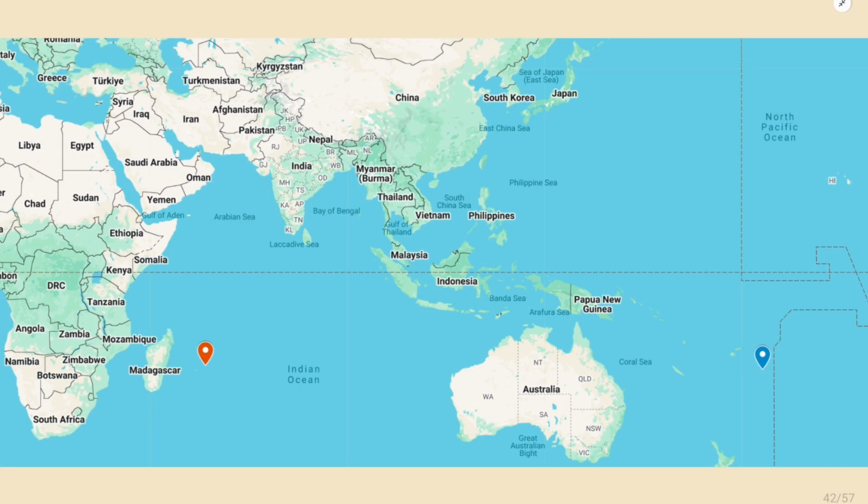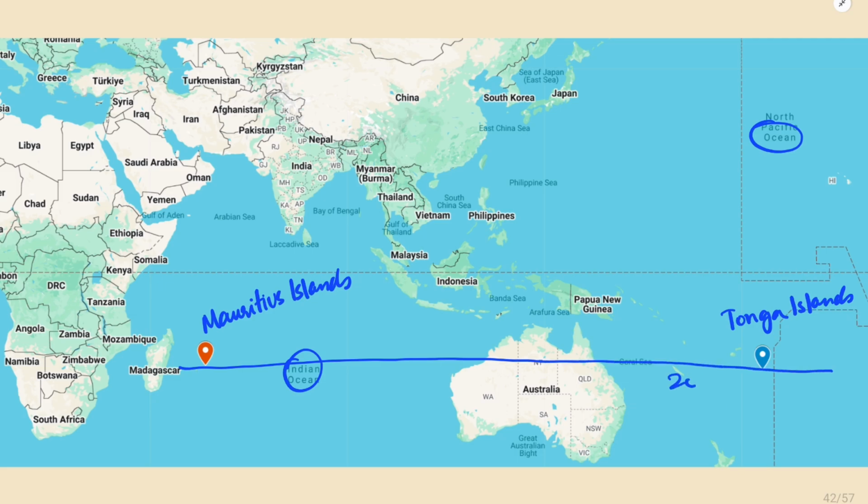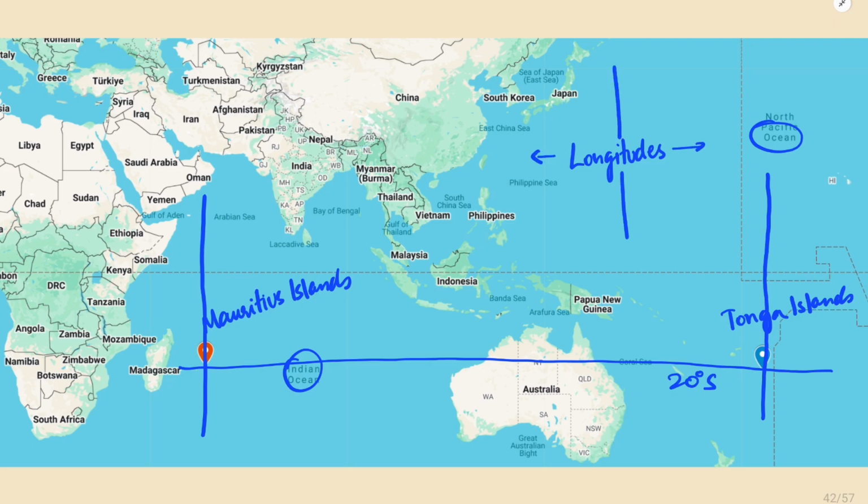To find the precise location of a place, knowing just its latitude is not enough. For example, the Tonga Islands in the Pacific Ocean and the Mauritius Islands in the Indian Ocean share the same latitude, that is 20 degrees south. But they are far apart because they lie on different longitudes. So we need another set of reference lines called longitudes to measure how far east or west a place is from a fixed meridian.